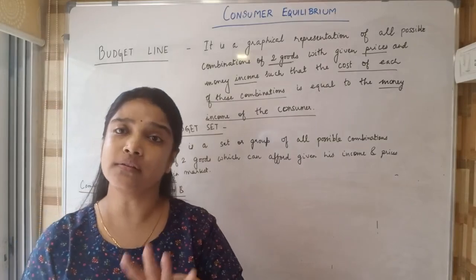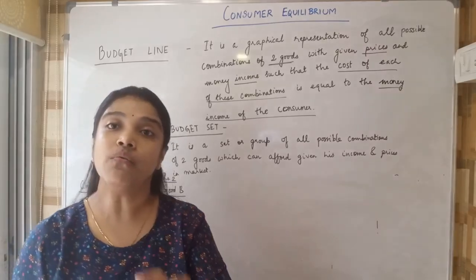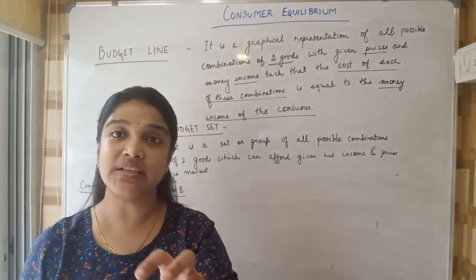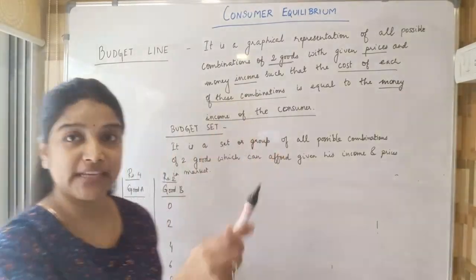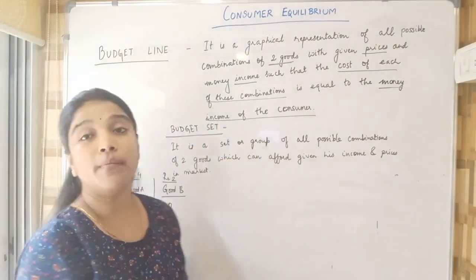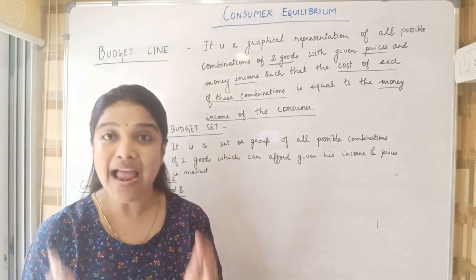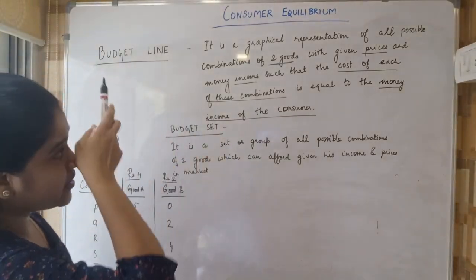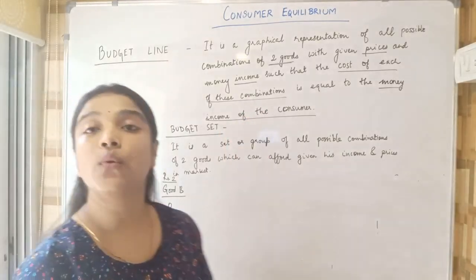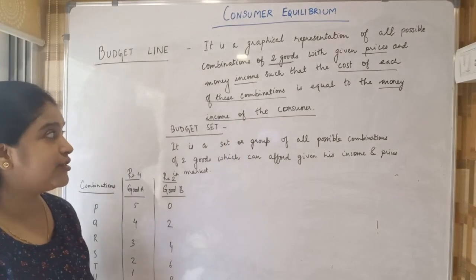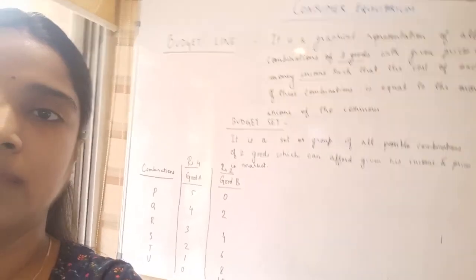Now, what is cost? We will be learning in the example. Just for now, what is budget line? Budget line is basically a graphical representation of all possible combinations of two goods with given prices and money income, such that the cost of each of these combinations is equal to the money income of the consumer.